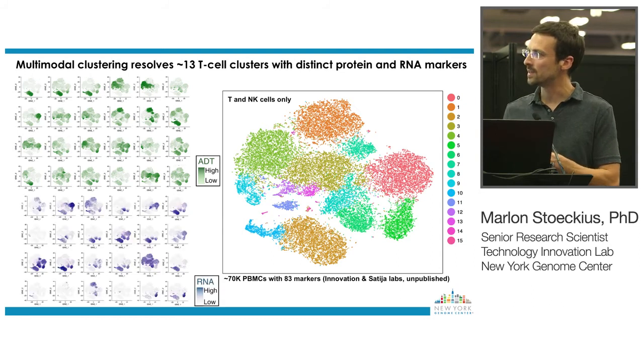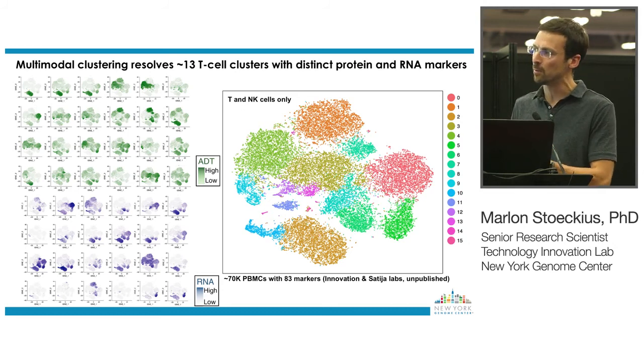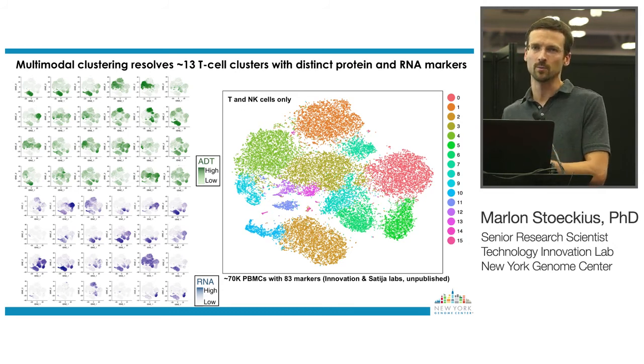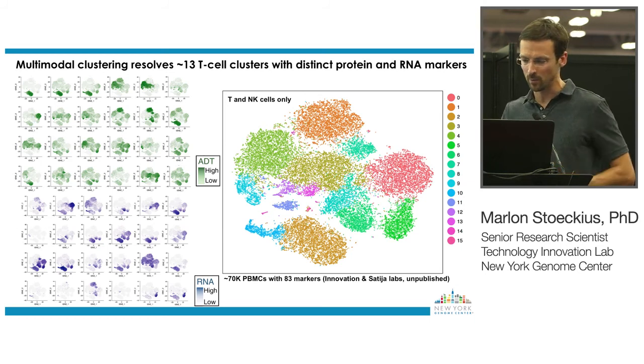But we also have, since the clustering is now driven partly by the protein and by the RNA, also very specific and partially novel markers for RNA. So we can actually now go back and look for novel cell surface markers for these different type of cells.